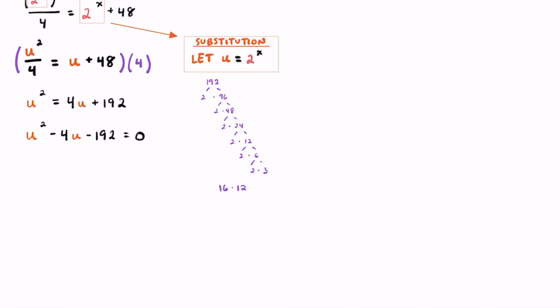Now, you might not always be able to get it on that first try, but this one seemed to work out pretty nicely here. Okay, so now we know our two factors.